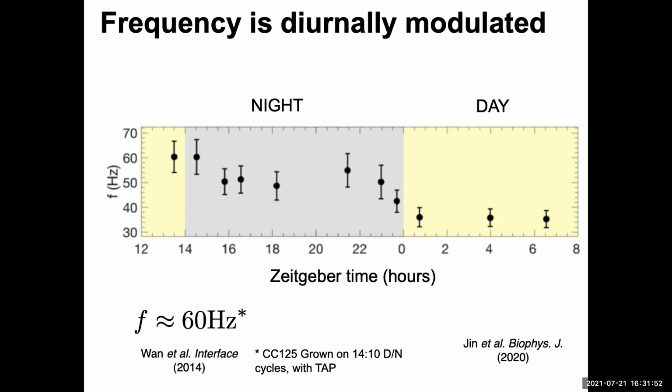The magnitude of the frequency, if you compare with other measurements with Chlamydomonas, so this late daytime, early nighttime value is 60 Hertz, which coincides with measurements by Wan et al. for the same strain, but just with the caveat that this was grown on TAP media rather than the acetate-free media that we use to ensure the synchronization.